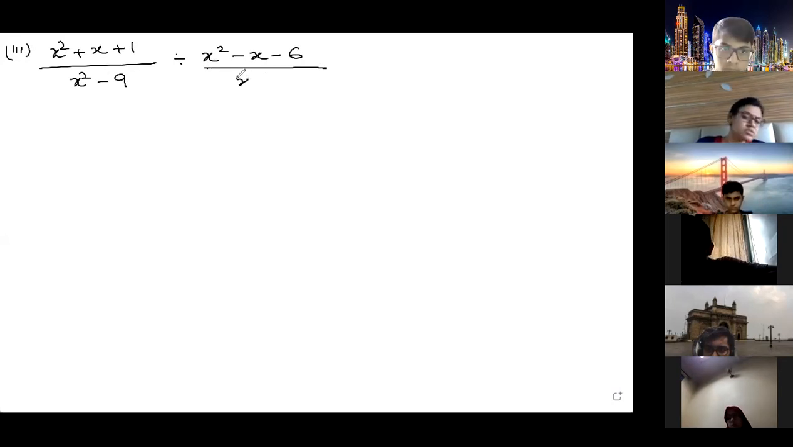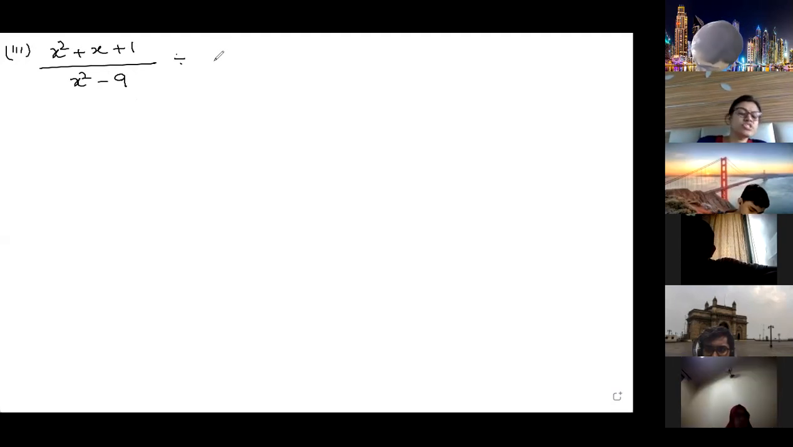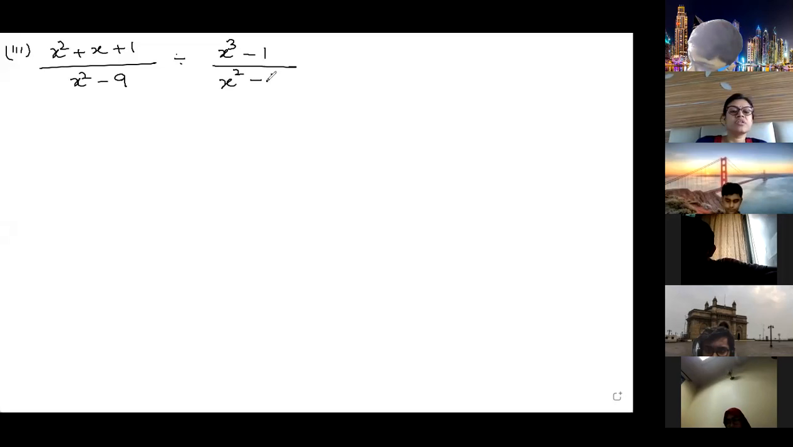Sorry, just a moment. Don't write it. Second part is this: x square plus x plus 1 upon x square minus 9. This is the third question we are doing. If you have your notes, you can check from there also. x cube minus 1 upon x square minus 4x plus 3.